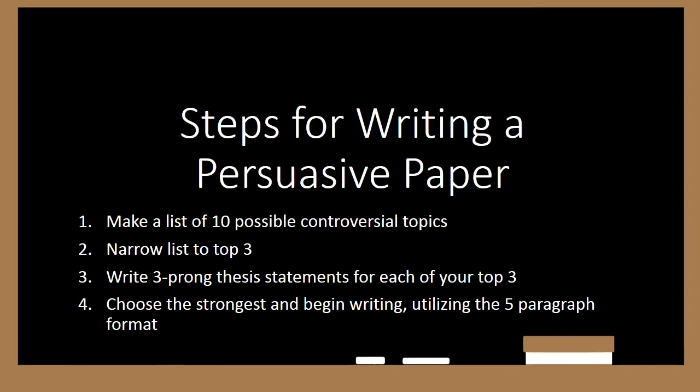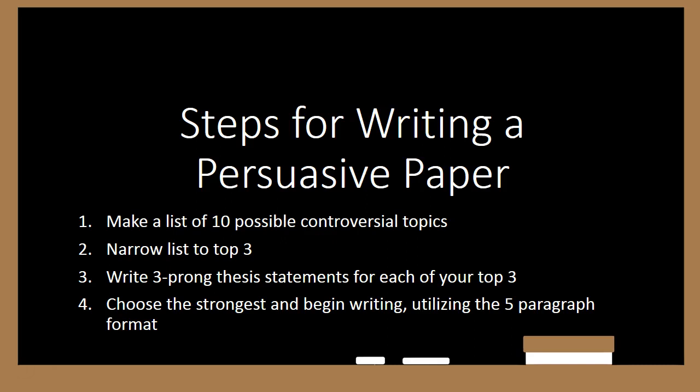Your steps for writing this persuasive paper. What you need to do is make a list of 10 possible controversial topics. Again, I don't care what you write about as long as the topics are controversial. You may want to decriminalize marijuana. You may want to decriminalize prostitution. You may want to write a persuasive paper about why everyone needs to eat a vegan diet. However, you need to start off by creating a list of 10 possible controversial topics.